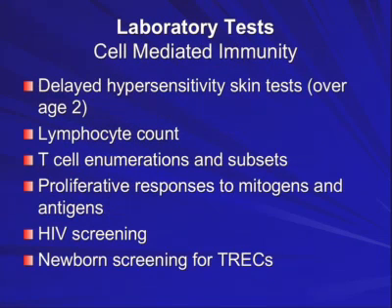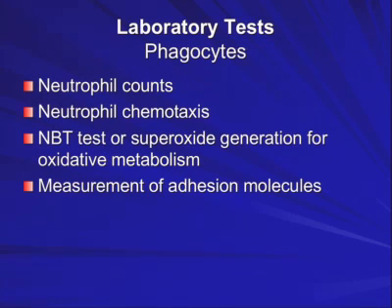For cell-mediated immunity, we can do delayed hypersensitivity skin testing, but under age 2, it's not quite accurate. So we tend to rely more on lymphocyte counts, T-cell enumerations and subsets, and proliferative responses to mitogens or antigens in the lab. And again, now we have newborn screening for T-cell receptor excision circles that can identify SCID very early. For phagocytes, as we mentioned before, neutrophil counts, neutrophil chemotaxis, adhesion assays, and then measures for CGD like NBT, superoxide, or the dihydrorhodamine reductase assay.